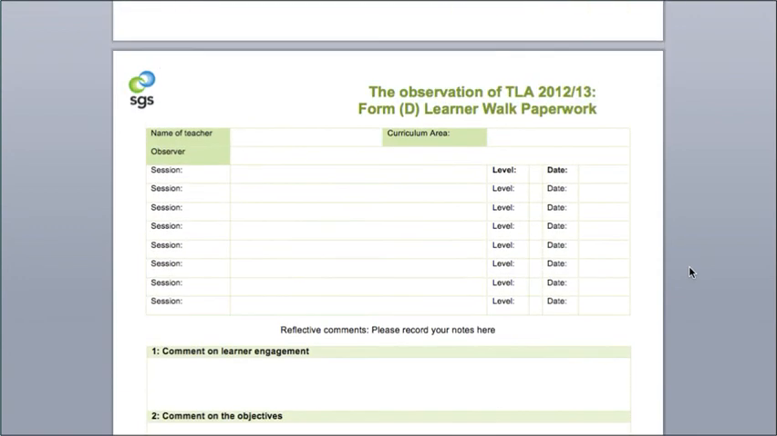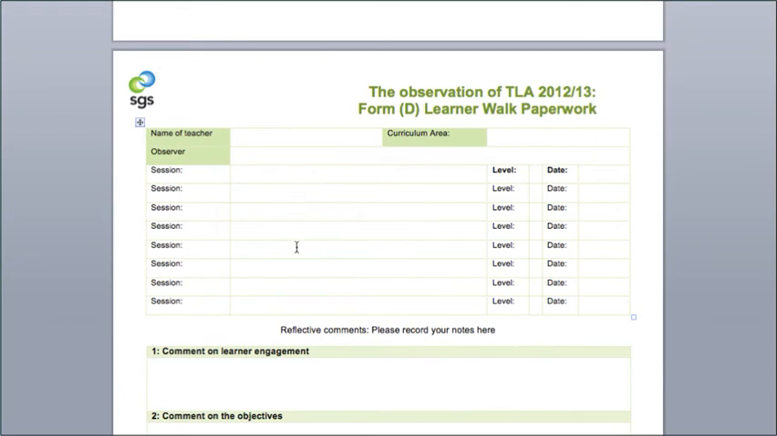So, to the form itself, relatively straightforward. In here you place the teacher's name, the curriculum area, and the name of the observer. Learner walks should be conducted for no more than about 5 or 10 minutes, and you should record broadly what's happening in the session, the level, and the date.